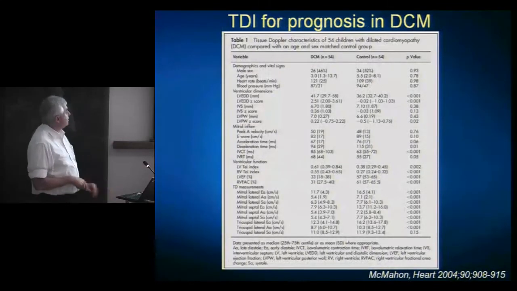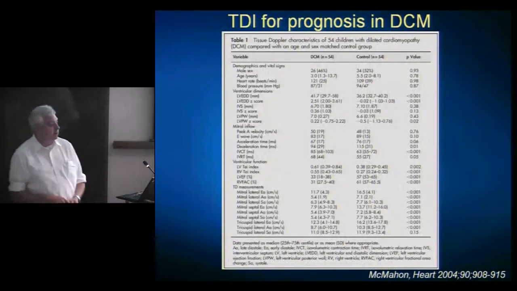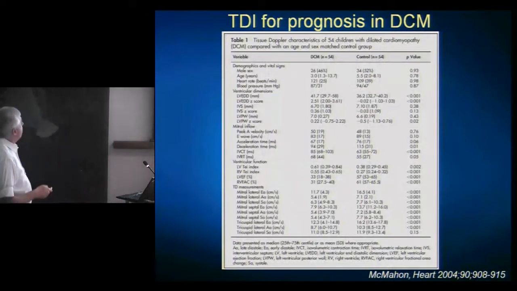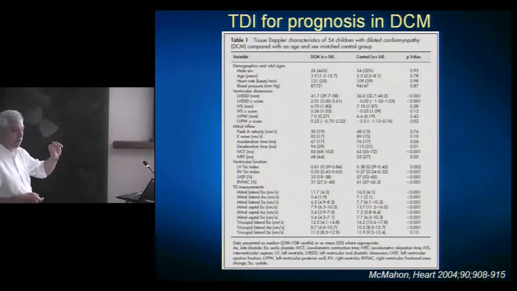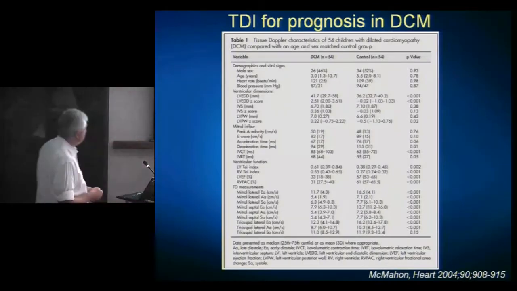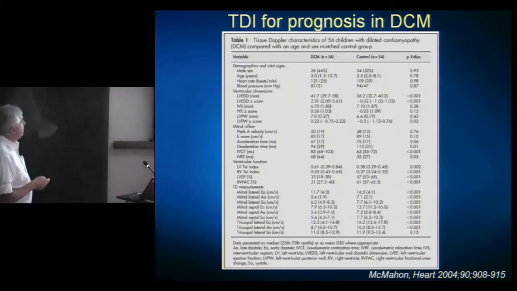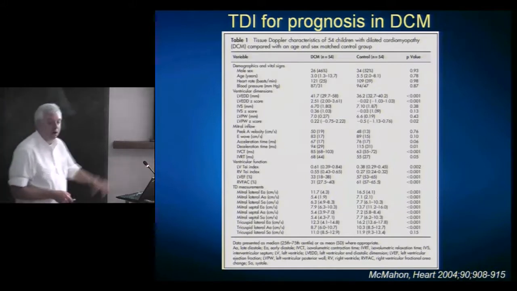Colin McMahon, who's now in Dublin, and one of his colleagues is here, has done a lot of work in showing how tissue Doppler and the E to E prime ratio is important in prognosticating. You can see that in dilated cardiomyopathy, both the mitral and tricuspid tissue velocities in diastole, the E wave over here, as well as systole, obviously, are decreased.